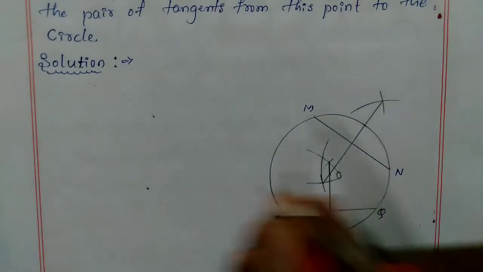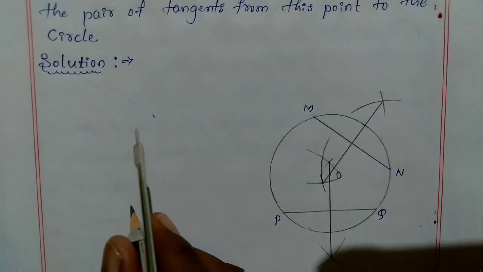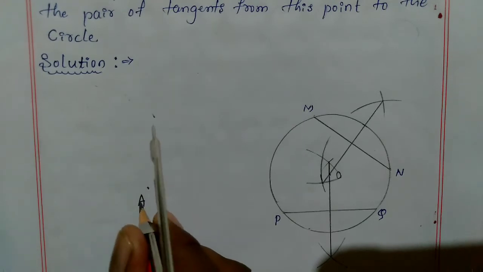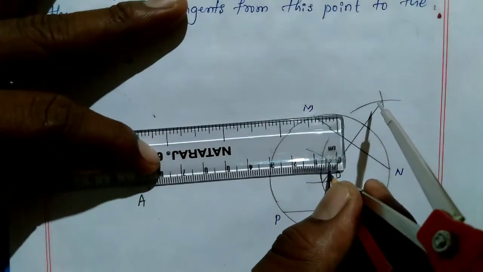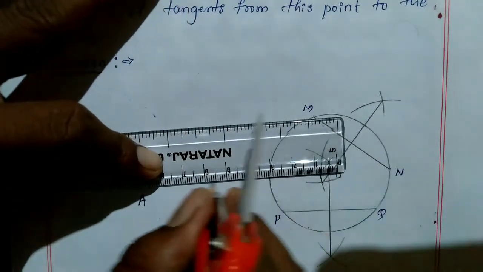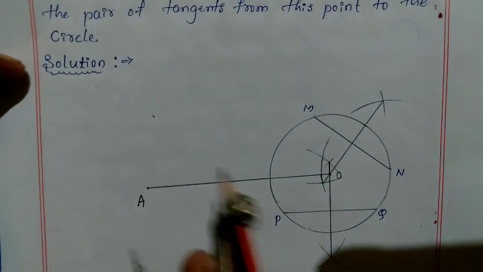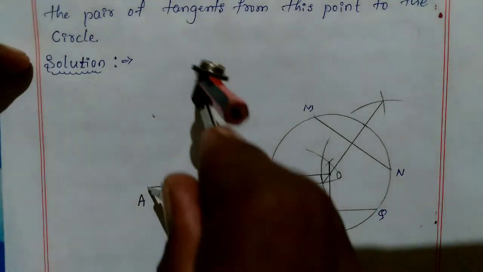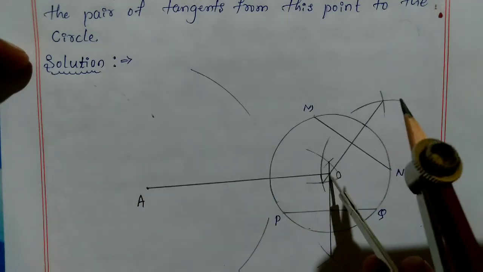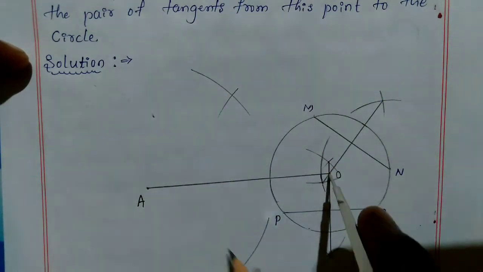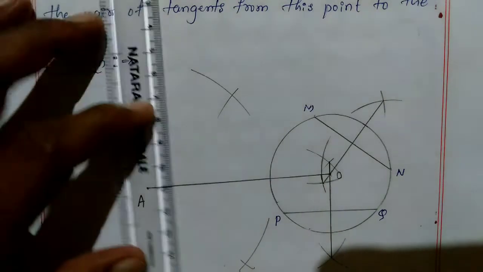Next you can locate one point that is outside the circle. You can call this one A point. After that you can join AO with the help of a ruler. After that you can bisect AO. Take more than half and draw an arc upside and an arc downside. Don't change the radius, keep on O point, and cut these two arcs. After that you can join these two.